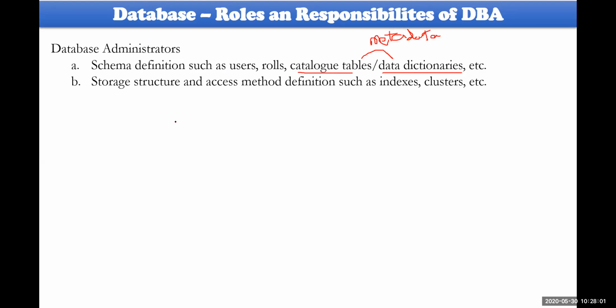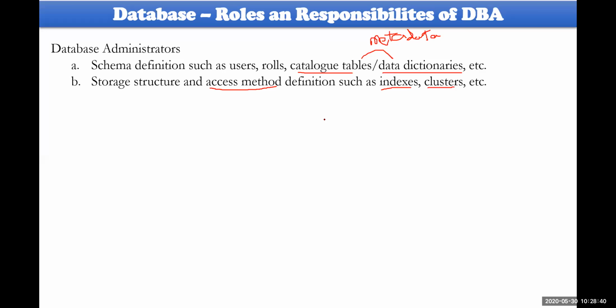And the second responsibility is that he is supposed to create some access paths. How fast the data will be retrieved from the database is determined by access paths created by the database administrator. Many access paths are there. I have given only a few here. Number one is indices. Number two is cluster. Number three is partition. Number four is internal partition and external partition, something like that. So reports, all these things are considered access methods. These are called access methods.